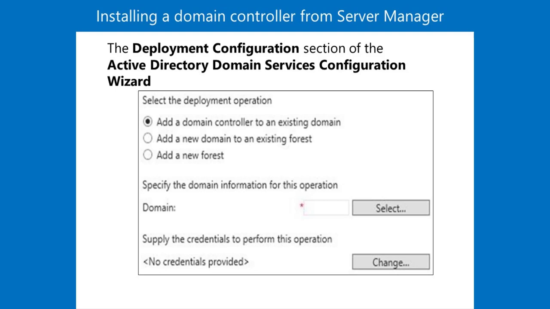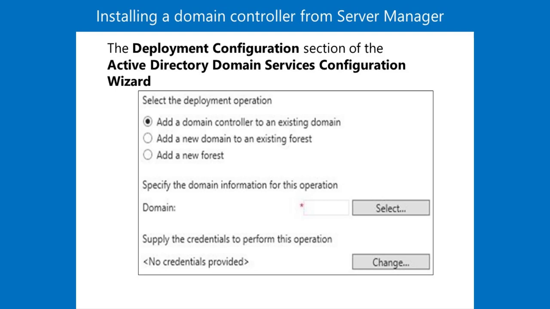You start the wizard by clicking the ADDS link in Server Manager. The wizard allows you to do one of the following: add a domain controller to an existing domain, add a new domain to an existing forest, or add a new forest. Before installing a new domain controller, you need to answer the questions in the following table.